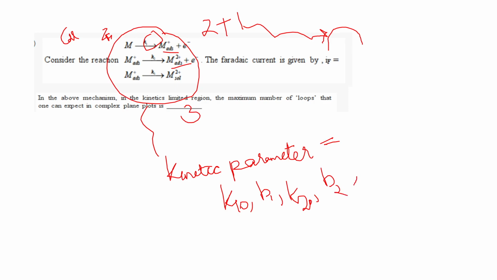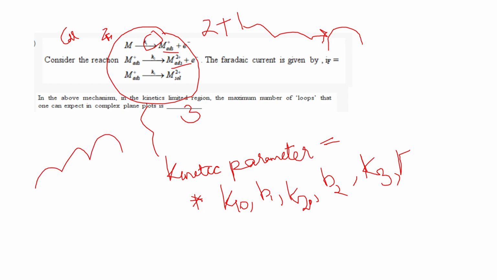Third step is a chemical step, so that means you need to have only K3, it's a constant, it is not dependent upon the potential. And you have a total number of vacant sites. So these are the parameters you need to find out if you are using a model based approach. Now you are going to fit it using a circuit model. So you told there will be 3 loops.